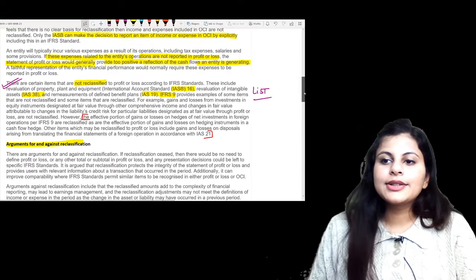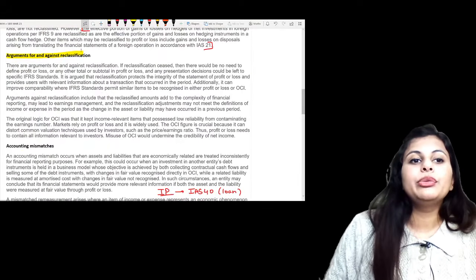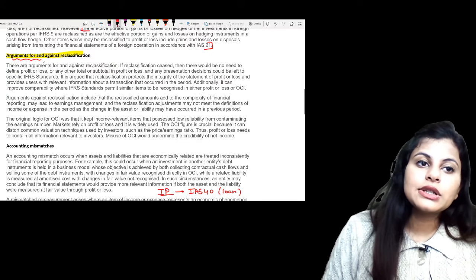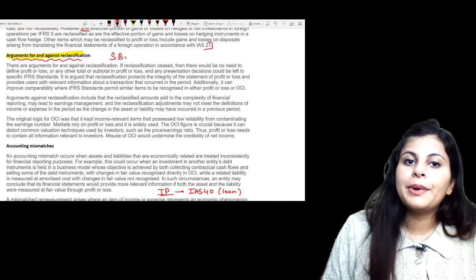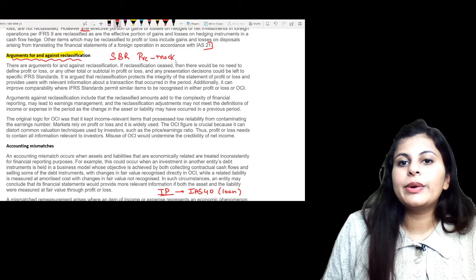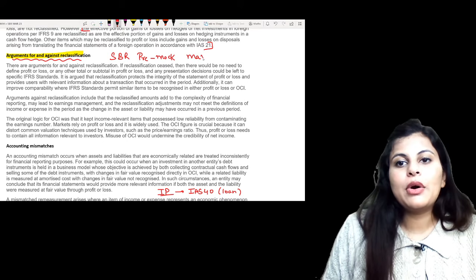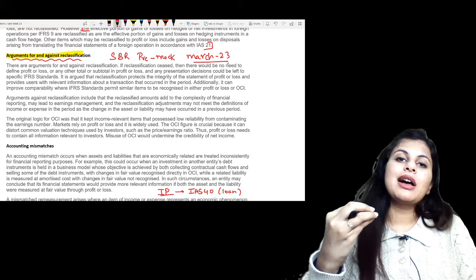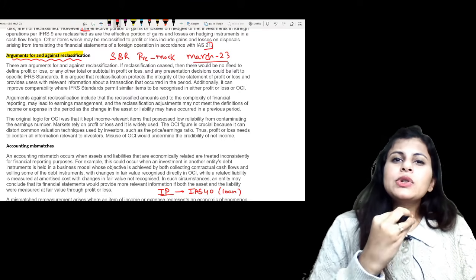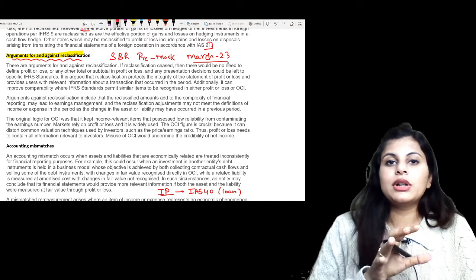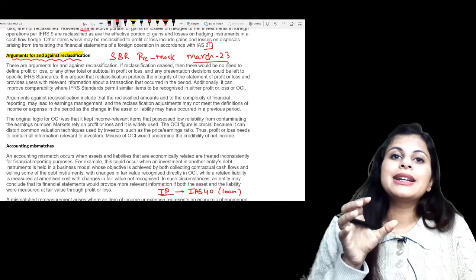Now what actually is very important is arguments for and against reclassification. So this is something which is asked in your SBR pre-mock. Now this pre-mock is a very important thing. It is already available on your portal, pre-mock March 23. You can actually attempt this. I have this experience: whatever they ask in the pre-mock, to a certain extent, whatever they ask in the exam is quite the same. Not the exact question, but at least the topics.